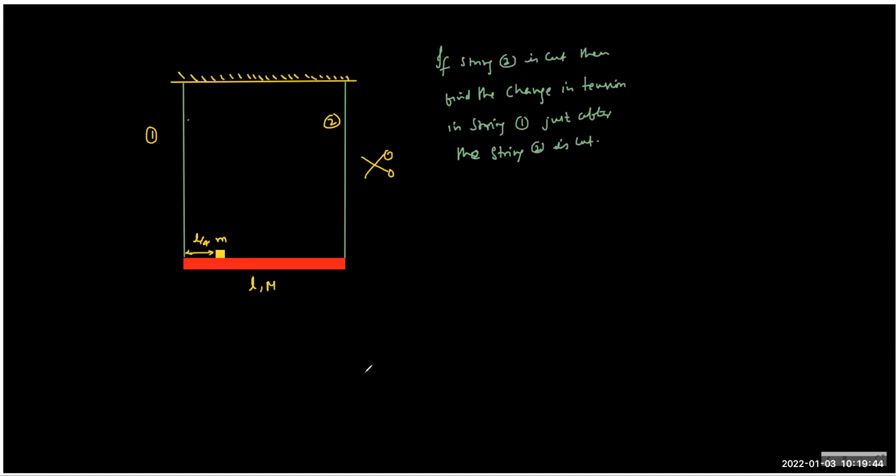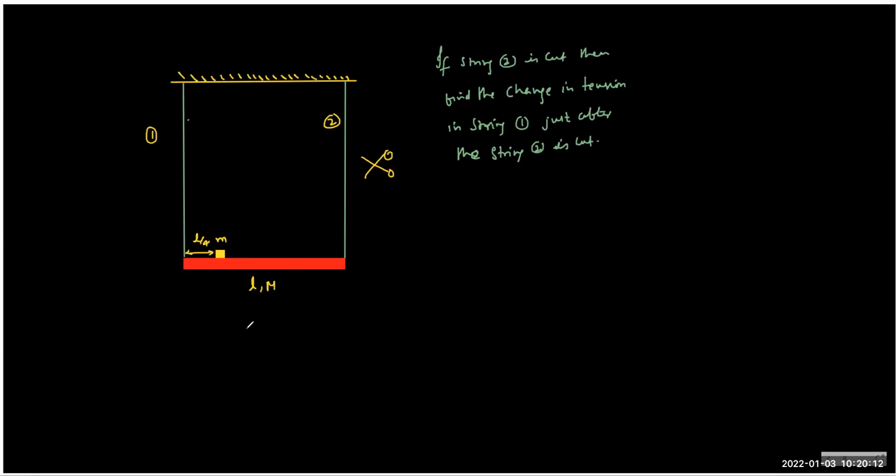Okay, so I'm calling the strings 1 and 2 as the name suggests, and then I'm cutting the string 2. And what I'm asking is, once I cut the string 2, what will be the changing tension of the string 1? It means it must have some initial tension which we don't know, which you can figure out. And then what is its new tension? And then what is the changing tension?